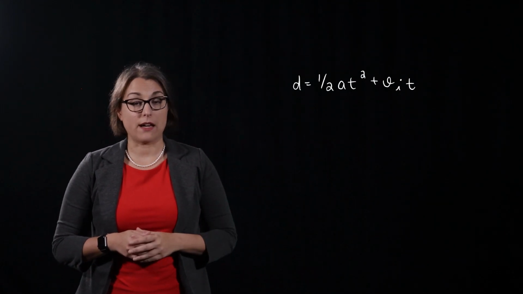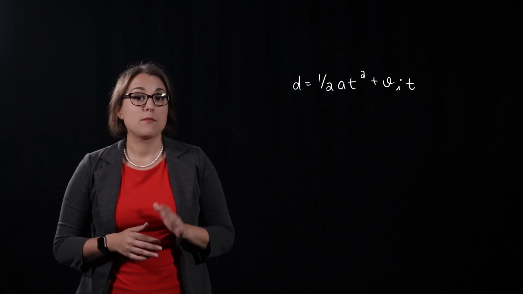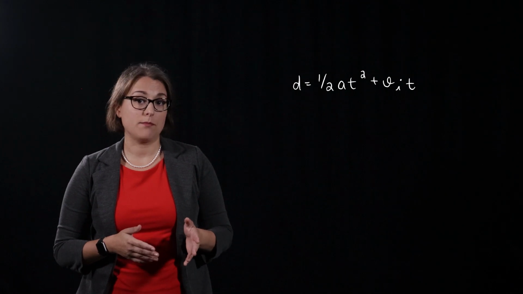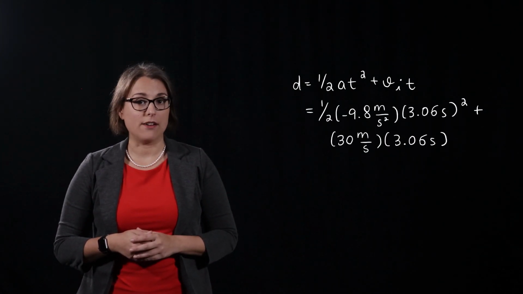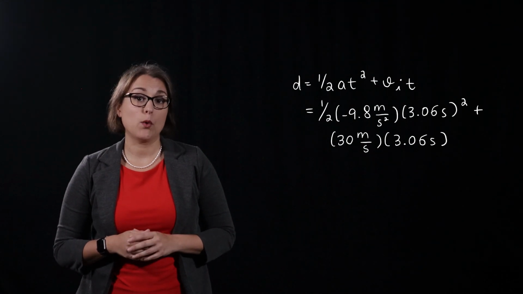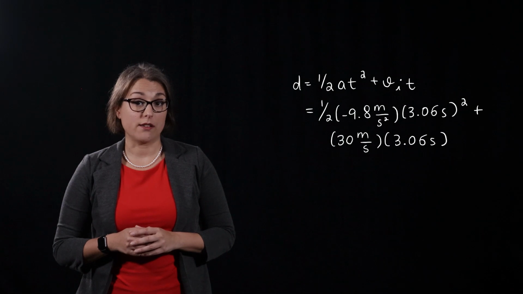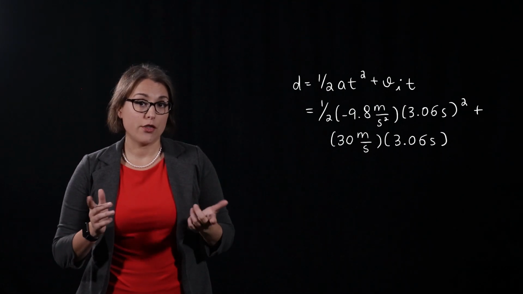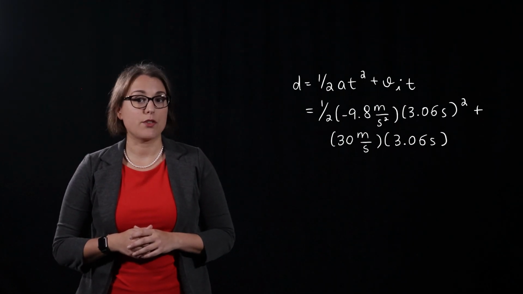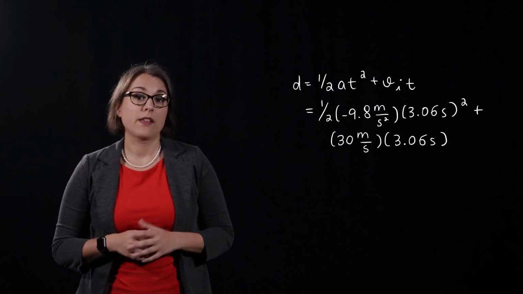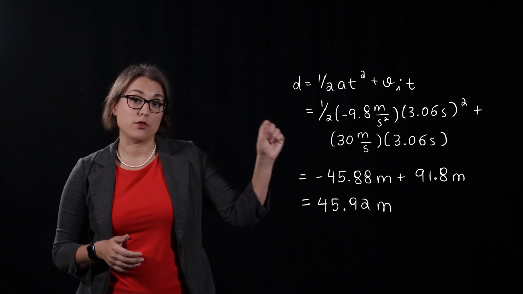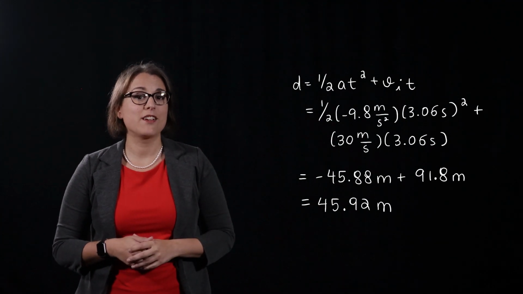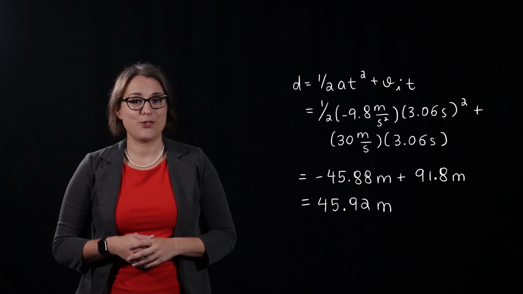Now we can plug that back into the distance equation. Plug in the acceleration, time, and initial velocity. Distance equals 1/2 times negative 9.8 meters per second squared times 3.06 seconds squared plus 30 meters per second times 3.06 seconds. After doing the math, we see that the distance, in other words, the maximum vertical height of the projectile, is 45.92 meters.